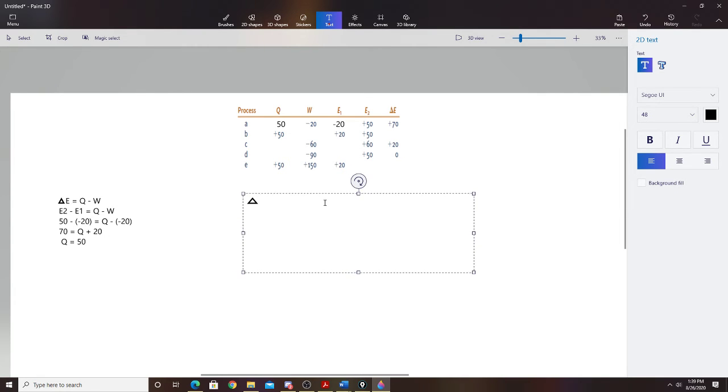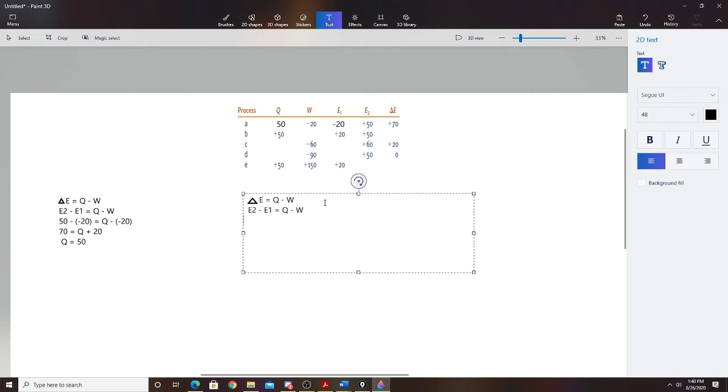So let's do this. Delta E is then equal to, once again, Q minus W. I like to rewrite it out because I'm a psychopath. So let's do E2 minus E1 again is equal to Q minus W. I'm trying to get you in good habits. Now let's fill in our information on the third one. So we have, this time, heat transfer, E1, E2.